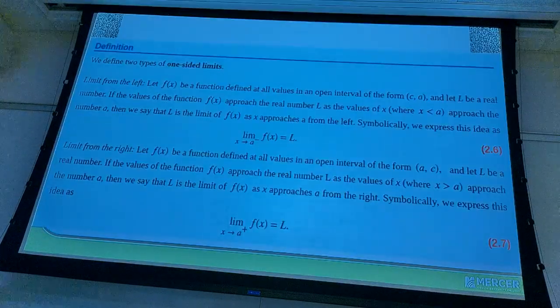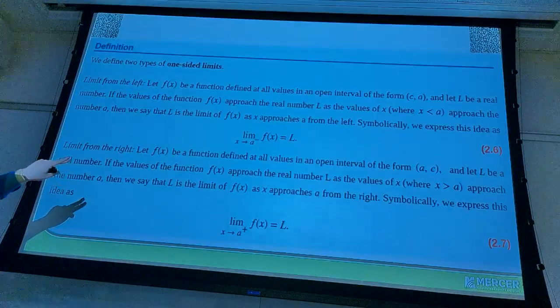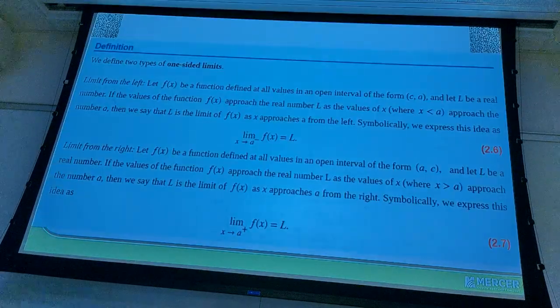And there will be a theorem later, but your limit exists if and only if your two one-sided limits are the same. So you're approaching the same value from both sides, then your limit exists.